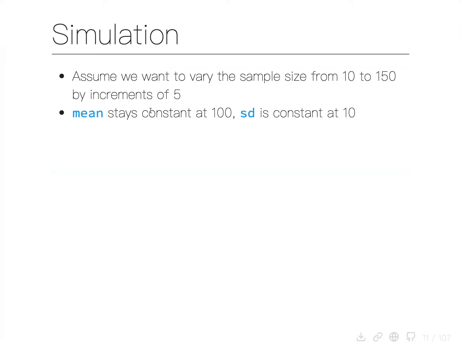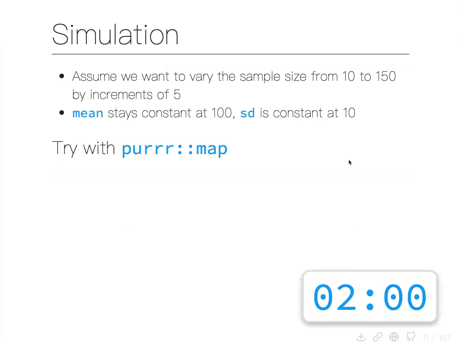Okay, so we're going to use this to vary the sample size from 10 to 150, and we're going to make the mean stay constant at 100 and the standard deviation stay constant at 10. What I'd like you to do now is actually try to do this with purrr map. I told you before that you didn't have to follow along, but I forgot that I had actually planned out time for you to do this. So please do this. Okay, 2 minutes.